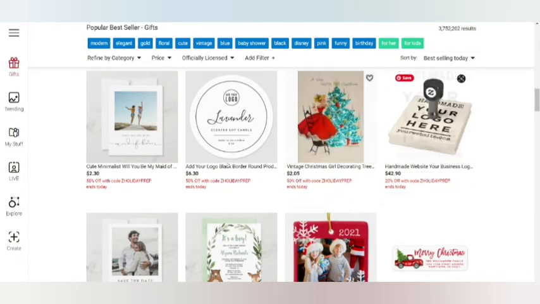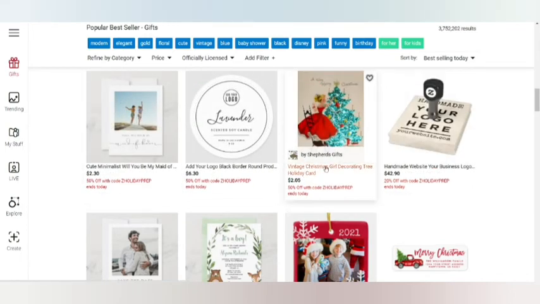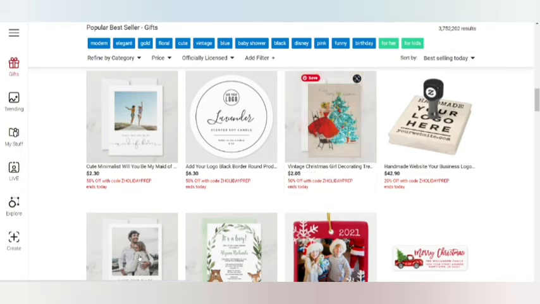Scroll down, again the rubber stamp over here, again the sticker, the photo card. This one is the Christmas girl decorating tree holiday card. So this one is a trending topic, guys. You can get the idea that this one is trending. From these bestsellers, you can very well figure out which is trending and which is evergreen. And from that, you could pick whether you want to go with the evergreen or with the trending. It depends on you.